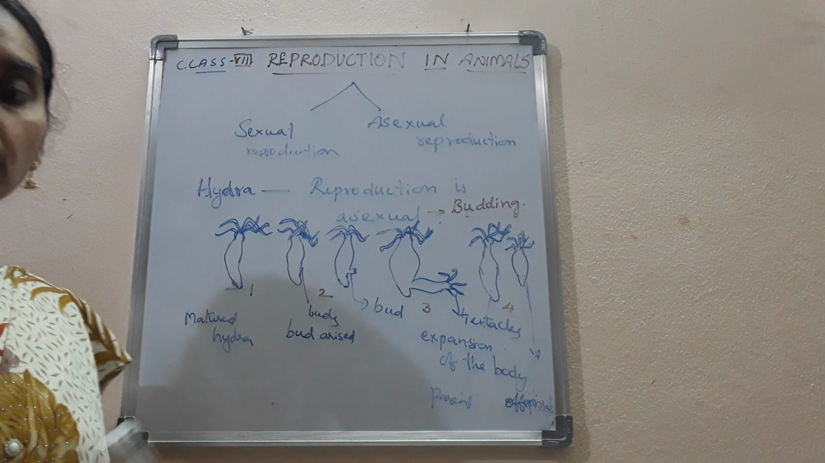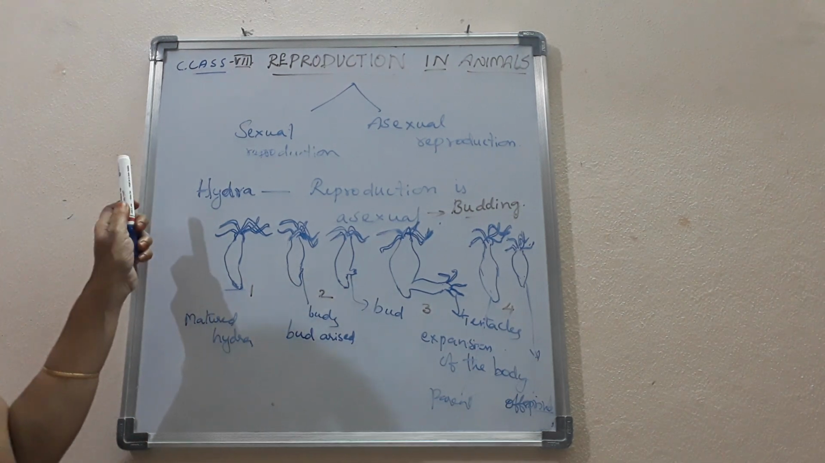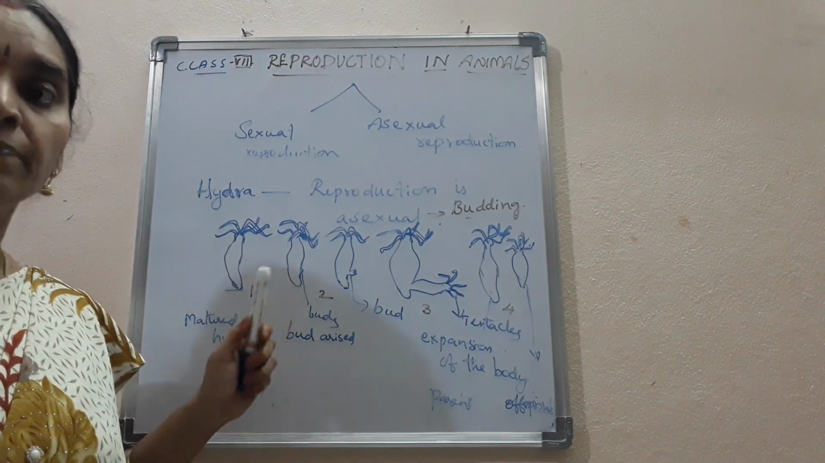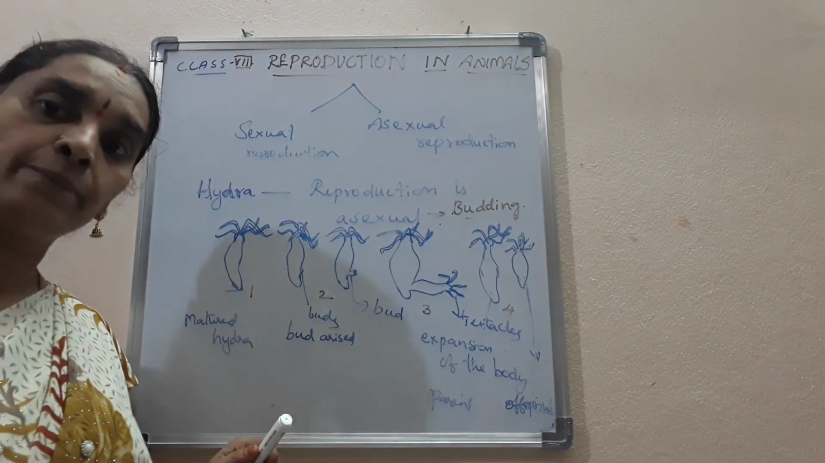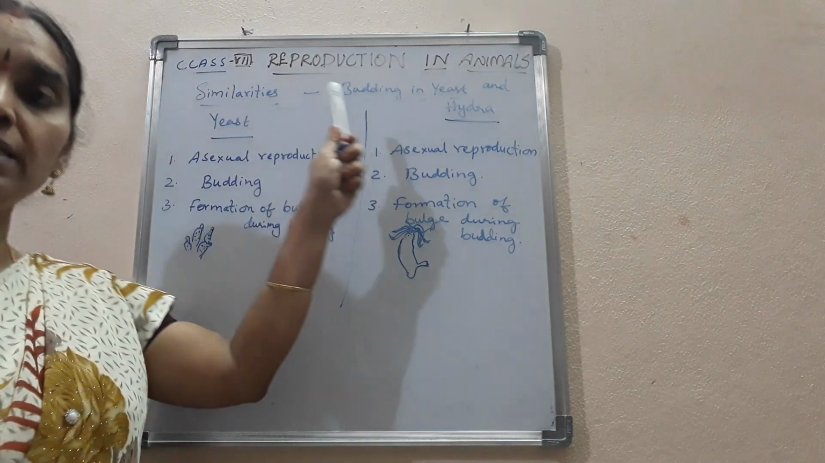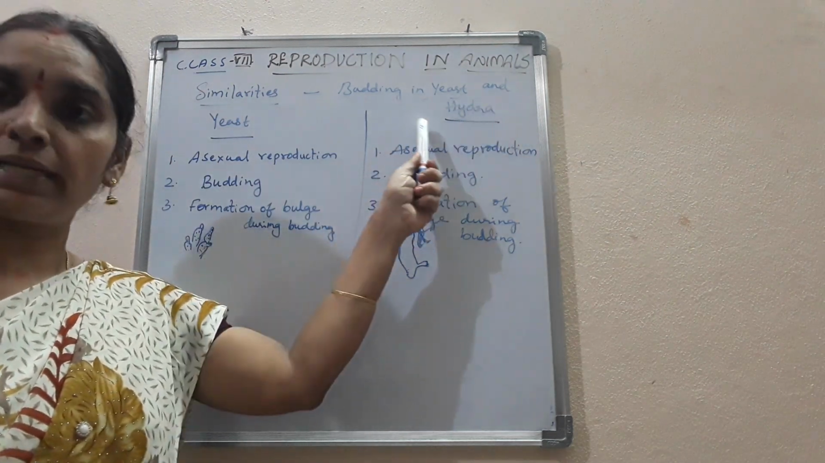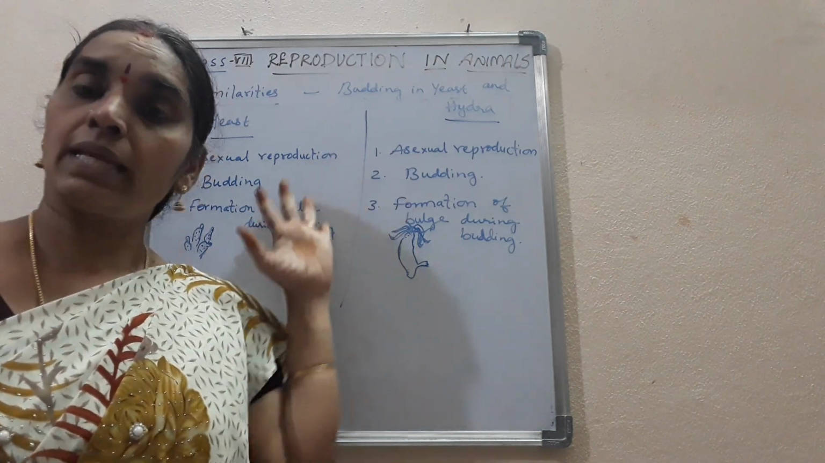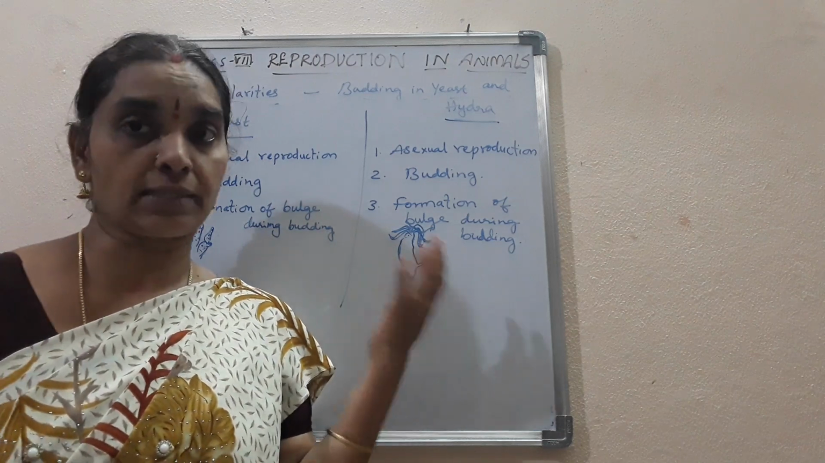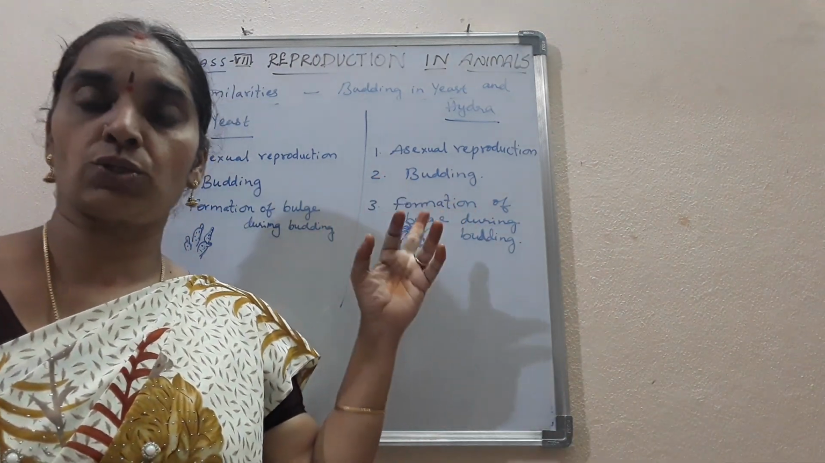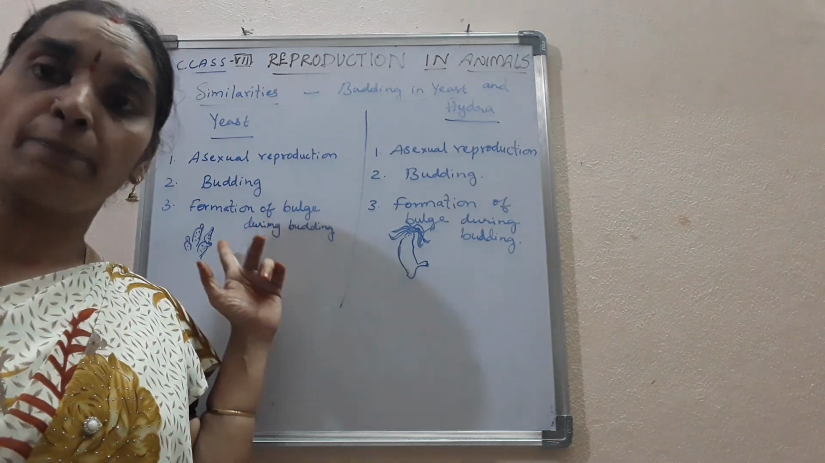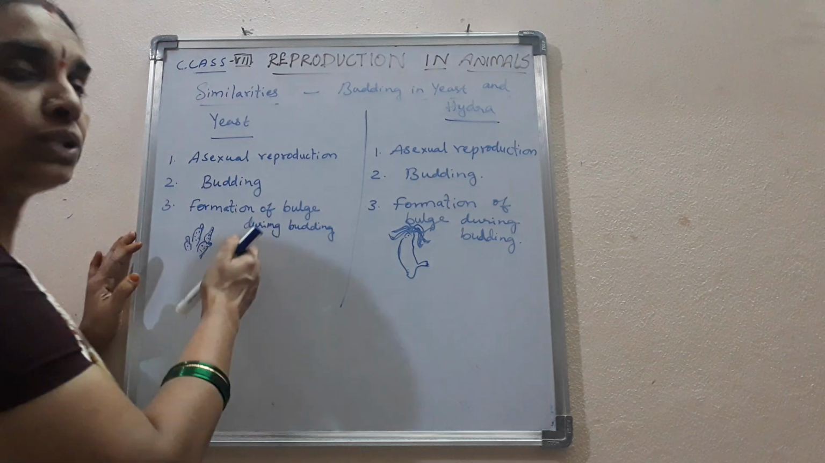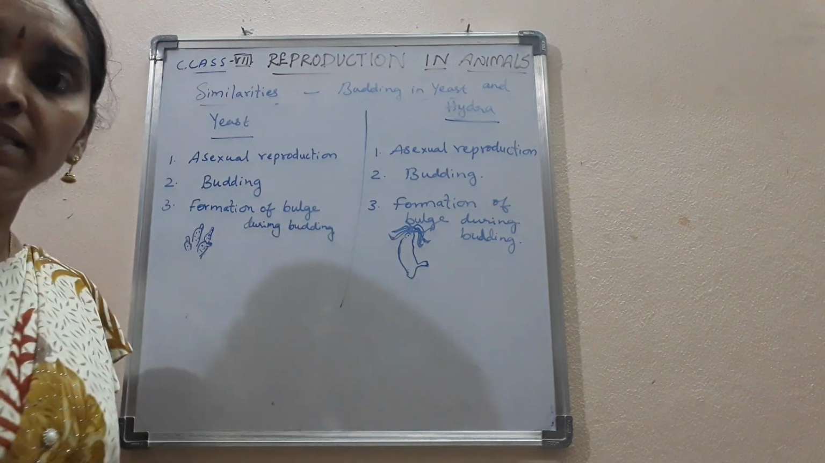We'll see now. Okay, children? So, the differences between the budding. You have seen the budding in yeast in 7th class and now the budding in hydra. We'll see the differences now. Note down the similarities between the budding in yeast and hydra. In yeast, the type of reproduction is asexual reproduction. In hydra also it is asexual. The reproduction is by budding, and the formation of a bulge during budding takes place in both yeast and hydra. Next we'll see the differences, children.